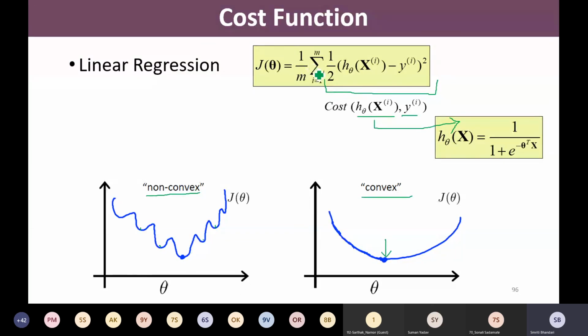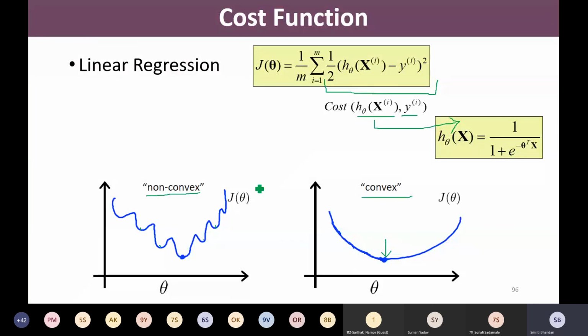But as our hypothesis is now different, we cannot ensure that the sum of squared error, similar to that of linear regression, will help me because my hypothesis is different. So I may come across such a non-convex function, which is having several local minimas and not having the global minima.